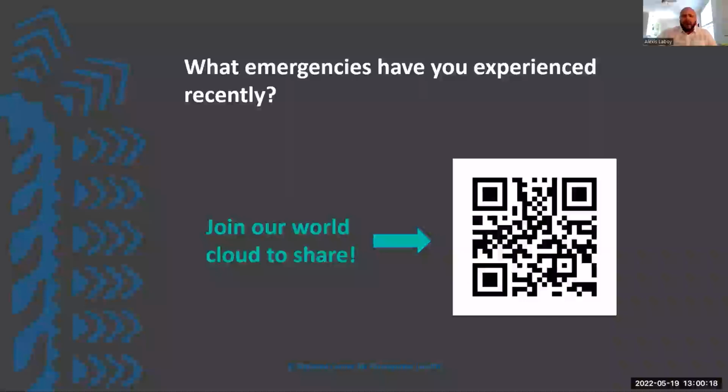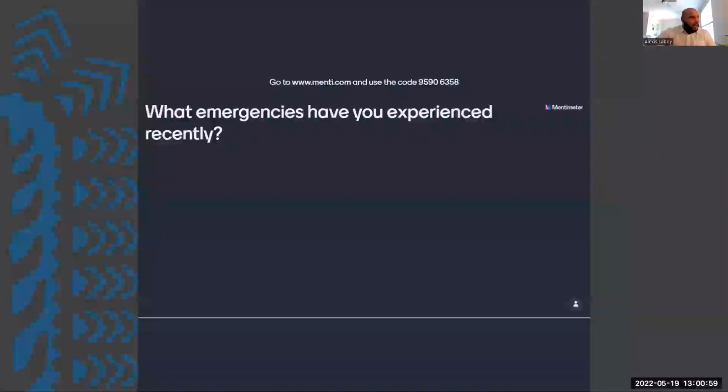Before jumping on to our content, we want to start with this poll. If you have a smartphone, you can open up your camera and scan this QR code, or Kevin will be sharing the link for this poll with you. We are asking you, what emergencies have you experienced recently in the areas where you live, or what emergencies has your population of farm workers experienced recently?